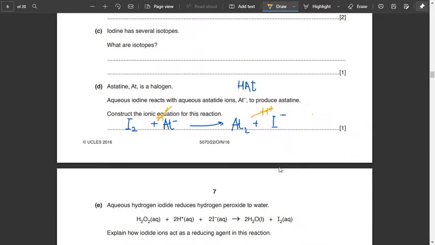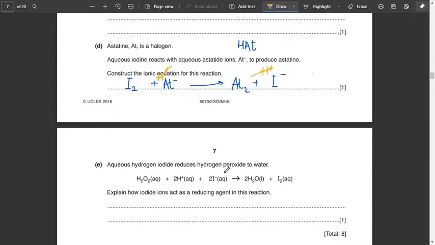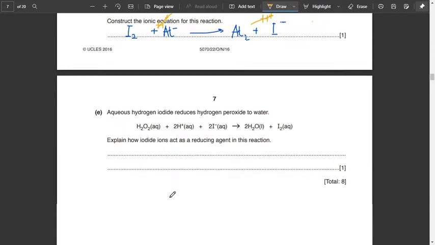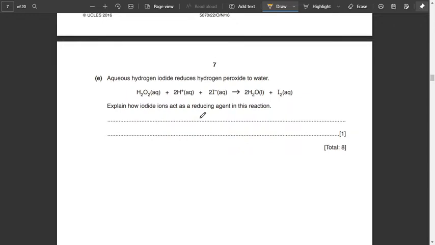So you can also mention the state symbols over here if you want, although it's not so necessary because it's only a 1 mark question. Moving on to part E, aqueous hydrogen iodide reduces hydrogen peroxide to water. Explain how iodide ions act as a reducing agent in this reaction. So it is because they lose electrons. Alright. Because you're talking about iodide ions over here, we can see they're losing electrons. So that is why it is the reducing agent.